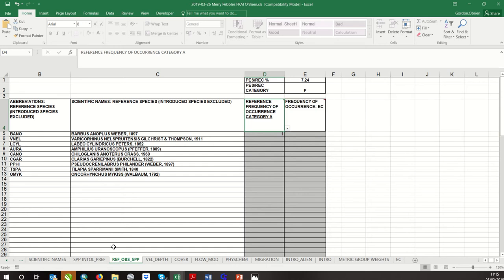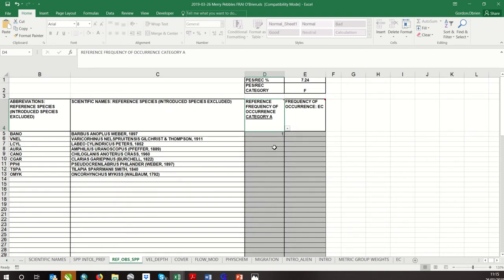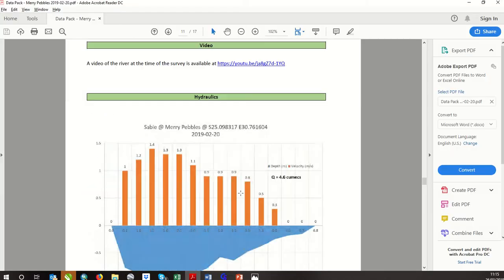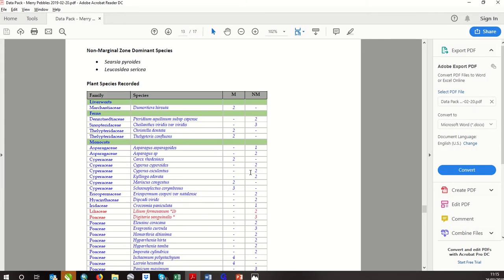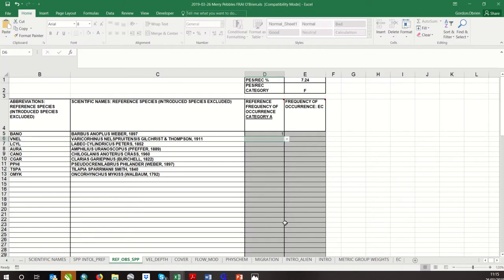Okay, how about the chisel mouth? They like fast flows, cobbles and gravel and boulders, so they should be very common. Should you find them everywhere? I'd go back to what they've observed and say they've actually been occurring very consistently. They've collected them all the time. So I would say yes, that's very consistent.